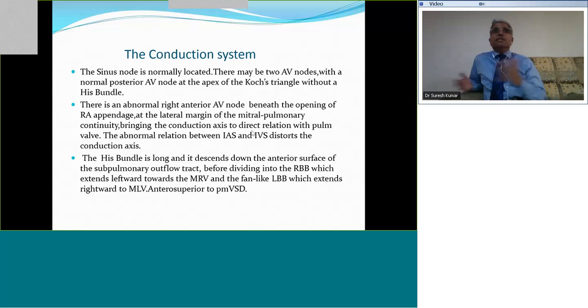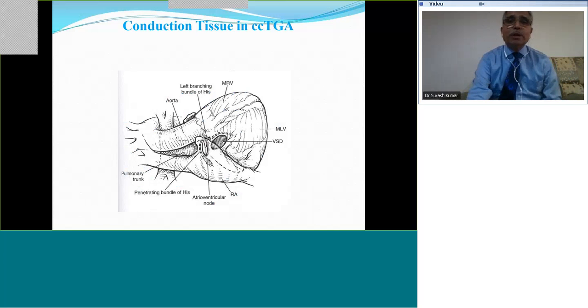When there is a perimembranous VSD, the conduction tissue is anterosuperior to the VSD. Take some time looking at this picture. Look at the images here. You are speaking of the right-sided structures. This is the morphologic left ventricle. Imagine the morphologic right ventricle on the other side.